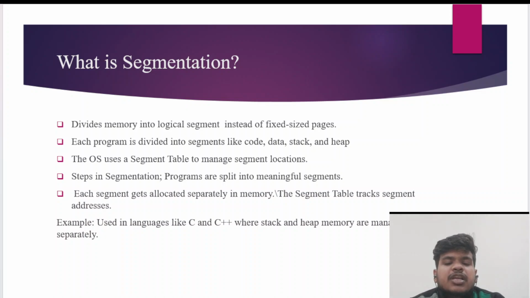Think of your university. In the university, each student's records are organized into different files: one file for grades, one for personal details, and another for course enrollments. But what are the steps in segmentation? How do we do segmentation exactly? Firstly, the program is divided into logical segments. The OS allocates separate memory space for each segment. The segment table then maps logical segments to physical addresses, like in paging.